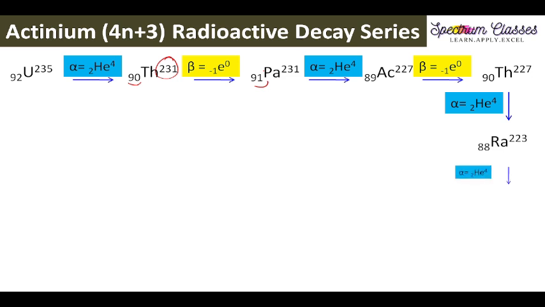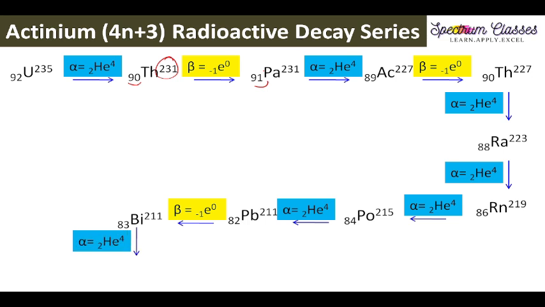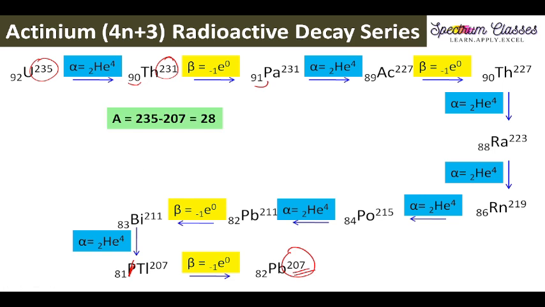I have summarized all the steps here, you can see, and I am going to tell you how to memorize the number of steps, right? So this is the end product, lead 207. Now first of all we are going to check how many alpha particles are removed from this series. So we started with uranium 235 and we end with 207. So here we subtract 235 minus 207, we get 28, and we divide it by 4. So why 4? Because after removal of every one alpha particle, the mass number changes by 4. Therefore, we divide it by 4.